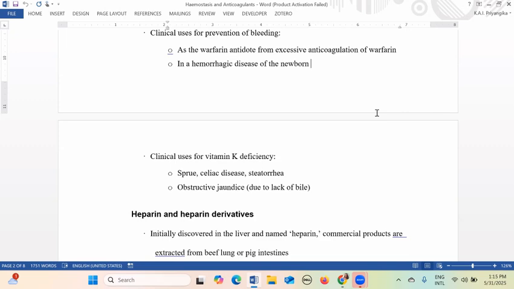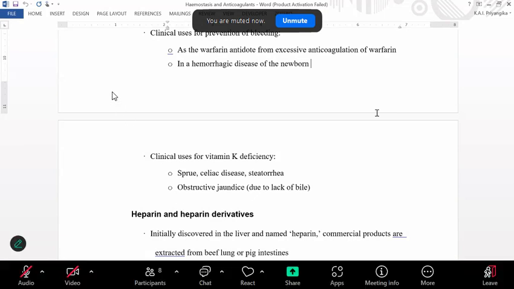Deficiency can happen if the dietary intake is low, if there are absorption problems, if the patient is on broad spectrum antibiotics, and if they are on vitamin K antagonists. The clinical symptom of vitamin K deficiency is bleeding, right?